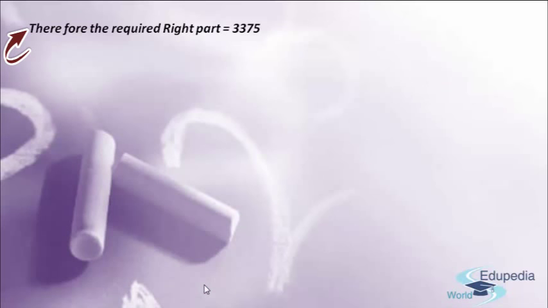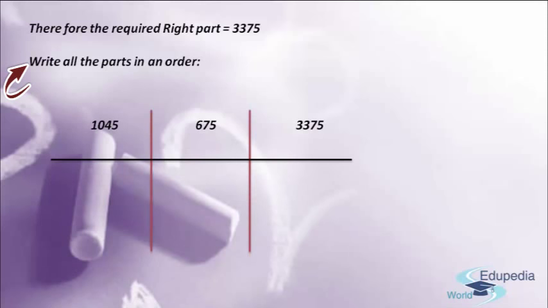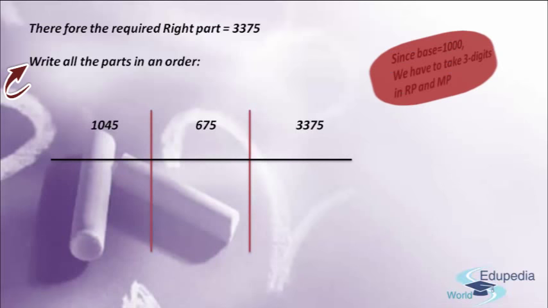Now after getting all the parts, that is the left part, the middle part and the right part, let us write all these parts in an order like this. And after that, let me place some horizontal and vertical bars like this. So friends, I think you know that here we are finding the cube of a 4-digit number and the base what we have taken is 1000. So therefore we have to take only 3 digits in right part as well as in middle part. And whereas in left part we can have as many digits as we want.